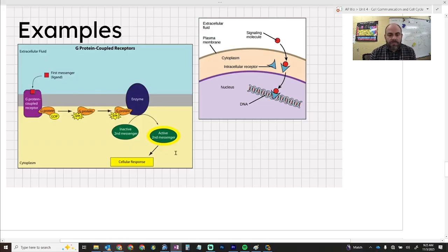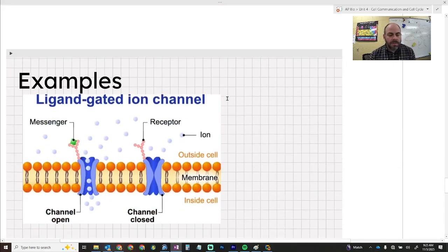G protein, very commonly used pathway. Over here, in this picture, you see an intracellular receptor, right? Some kind of signal molecule is able to pass directly through the plasma membrane, probably because it's nonpolar, and it is received inside the cell, and then that response is elicited. Let's see if I've got some more.